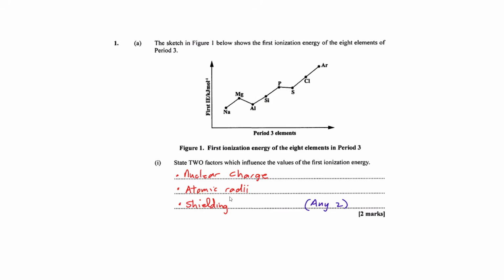So here you are given 3. You can use any 2. 1, nuclear charge, 2, atomic radii, and 3, shielding or screening.